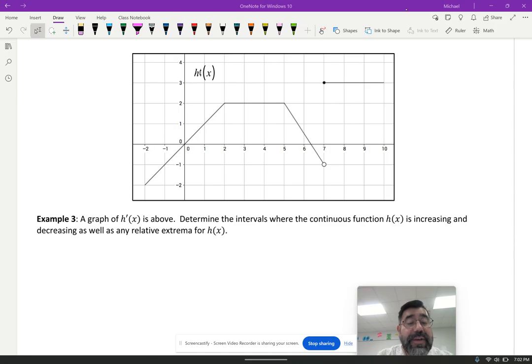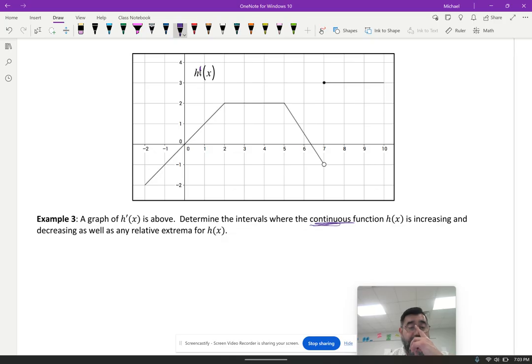So we're looking at the graph of H prime. This is H prime. Again, there's a typo. Maybe there's a formatting issue. Determine the intervals where the continuous function of H. So they give us some information here. The function is continuous. H prime is not continuous, but the function H, the original function, is. Where H of X is increasing and decreasing, as well as any relative extrema for H of X.